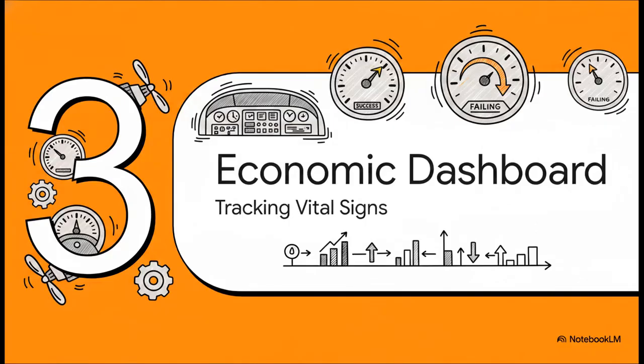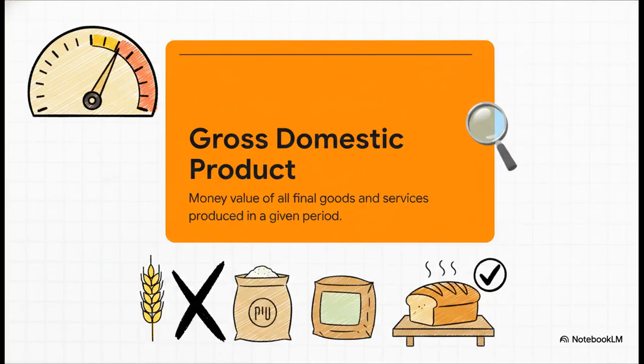All right, let's look at Part 3, reading the economic dashboard. When you're sitting in that pilot seat, you need concrete numbers to tell you if the engine is humming along or failing. The biggest, absolute most prominent dial on that dashboard is GDP, or gross domestic product. It is the total money value of all final goods and services produced in a given period by a country's factors of production. Now, the critical word here is final.